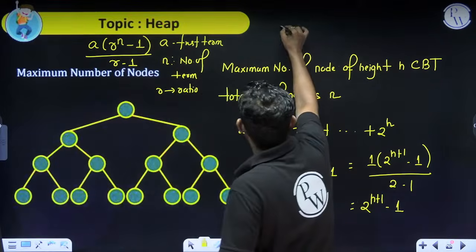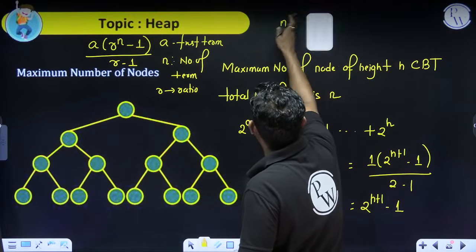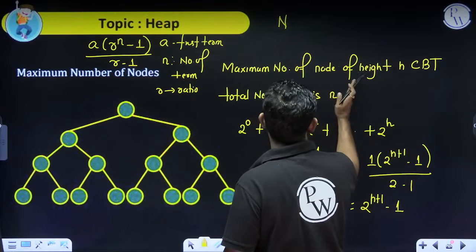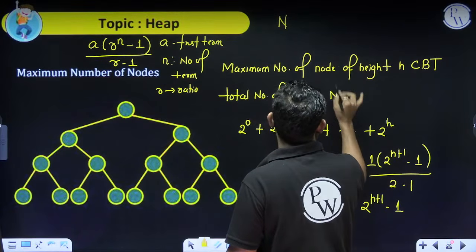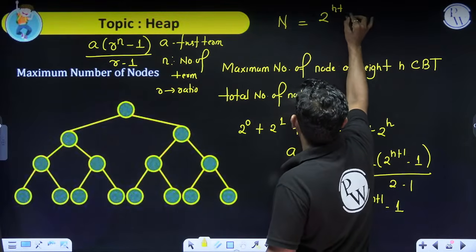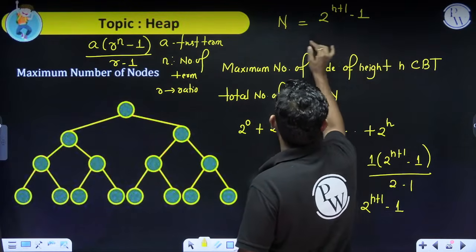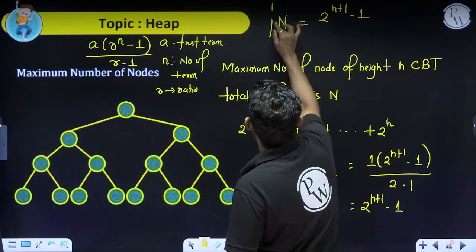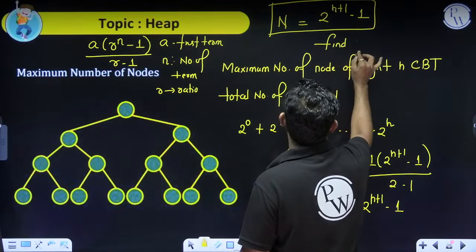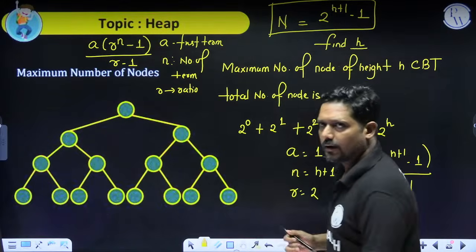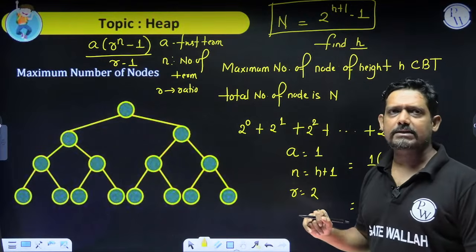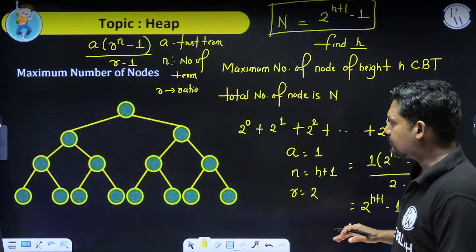If n is the total number of nodes, capital N, then you will simplify and find the value of h. If n is the total number of nodes, find h in this case. This is the maximum number of nodes possible.